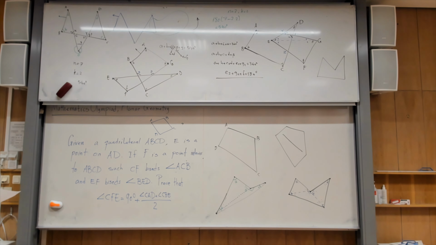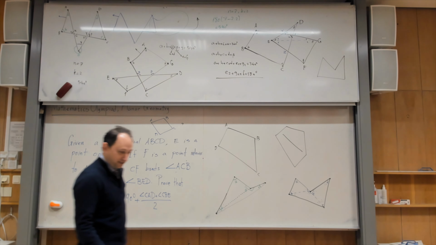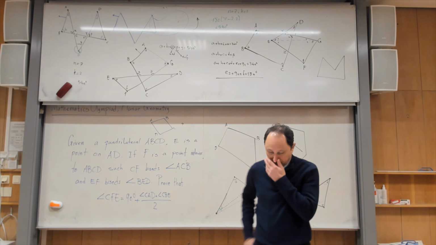So I want to make sure that I haven't done something wrong. A, B, C, D. E is a point on AD. F is a point interior to the quadrilateral such that CF bisects angle ACB and EF bisects angle BED. Prove that angle CFE is 90 degrees plus the average of angles CAD and CBE. Apparently, I wrote it correctly.